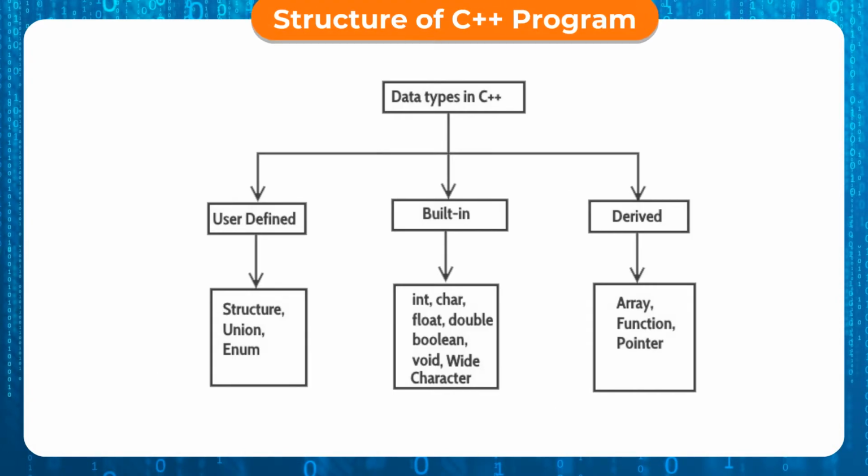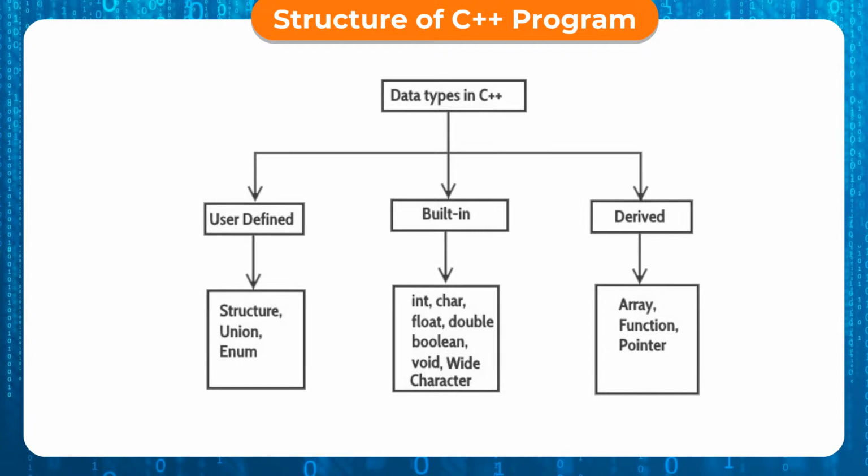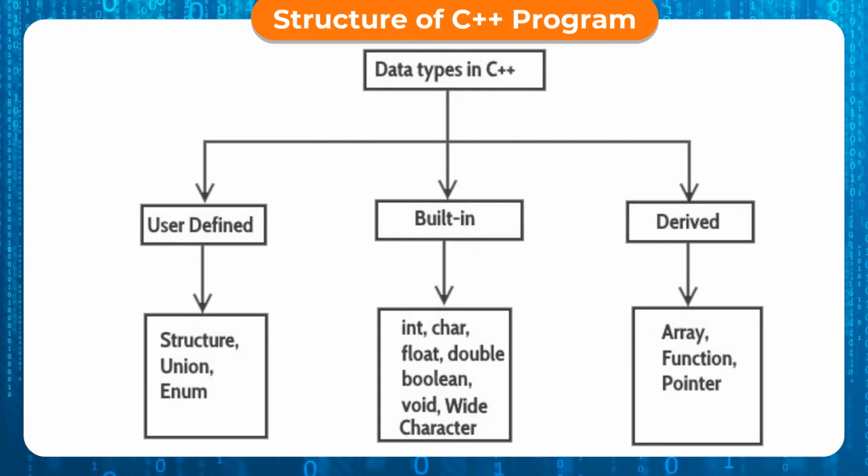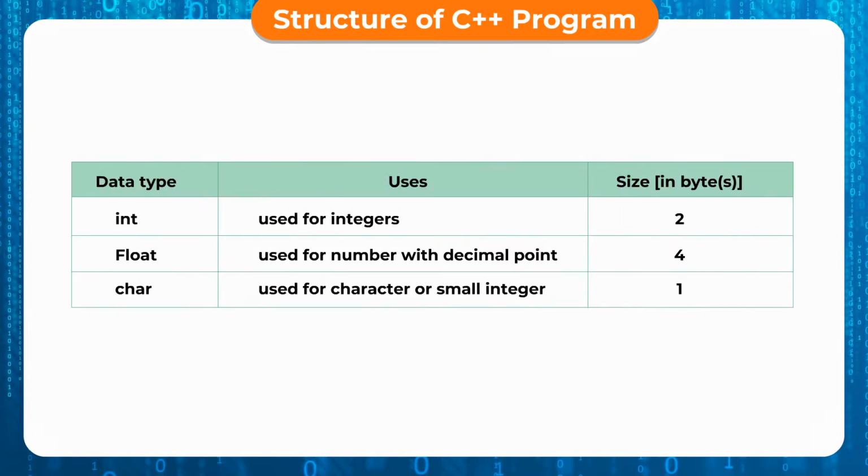Structure of C++ program. Data types in C++. There are various data types in C++ used to define different types of data. Some of them are: data type and size in bytes. Int, used for integers, 2. Float, used for numbers with decimal point, 4. Char, used for character or small integer, 1.